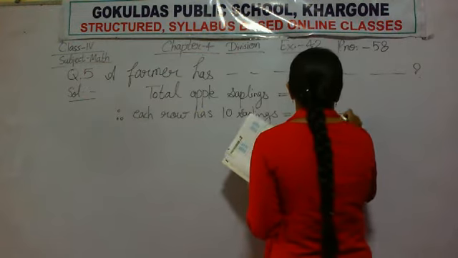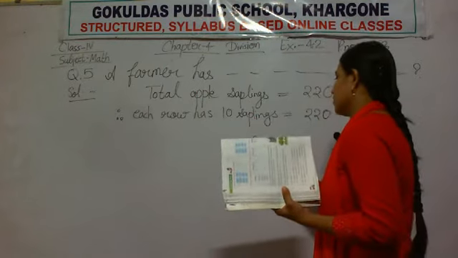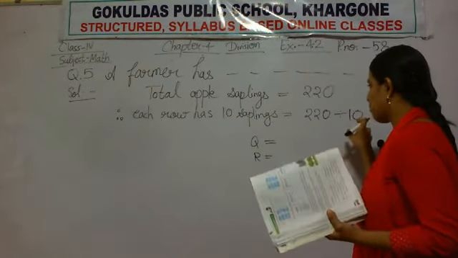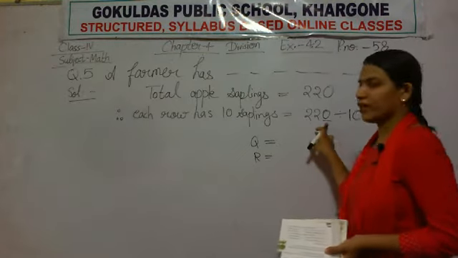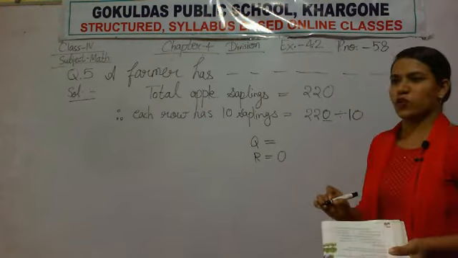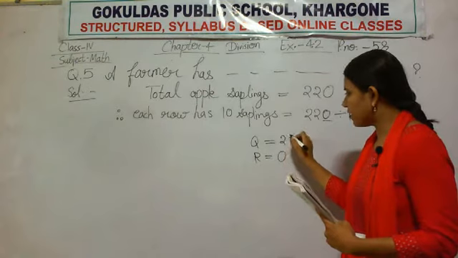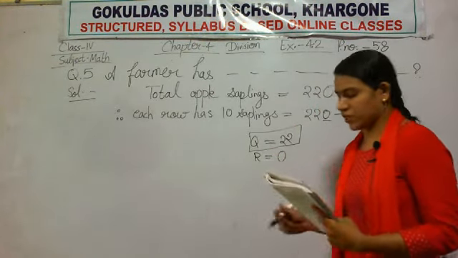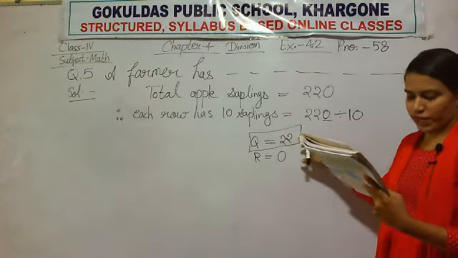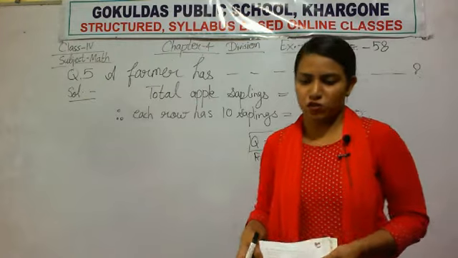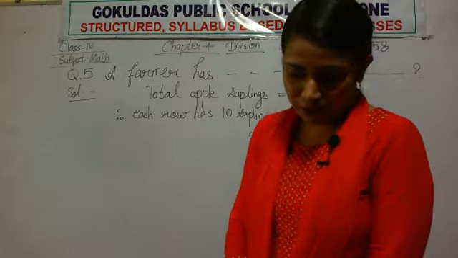So 220 divided by 10, we can directly find the quotient and remainder by the trick. And what is the trick? If we divide any number by 10, then the ones place digit is your remainder. So here at ones place 0 is there, so 0 is your remainder, and the number 22 is your quotient, right, which is your answer of division. So we conclude that 22 rows of apple trees will be there. So your final answer is 22 rows of apple trees will be there.